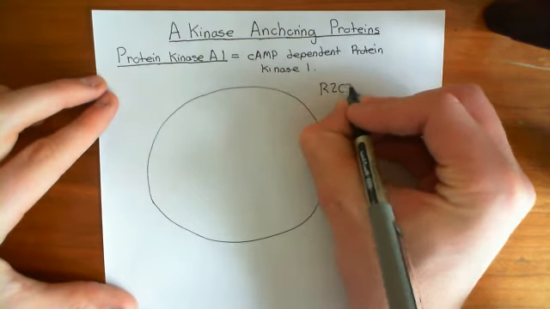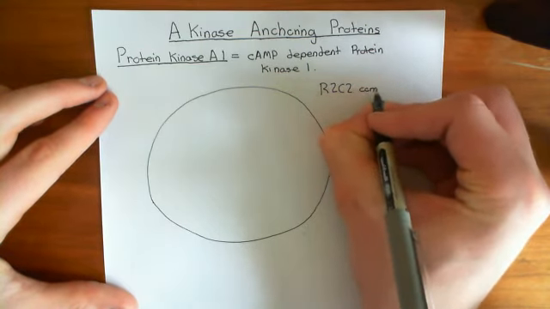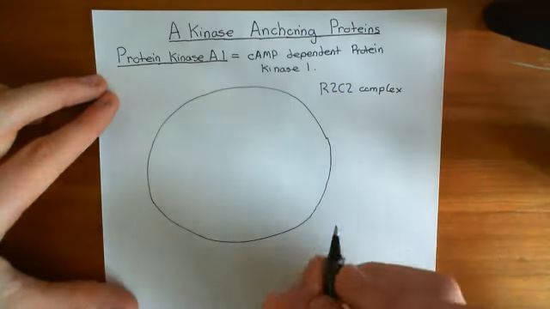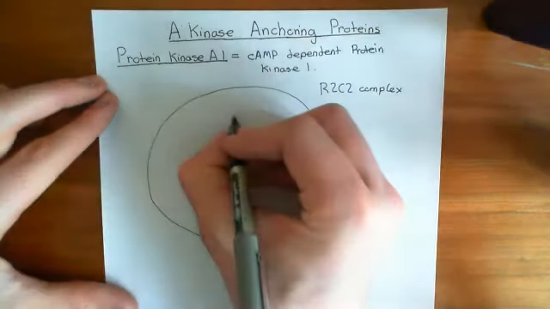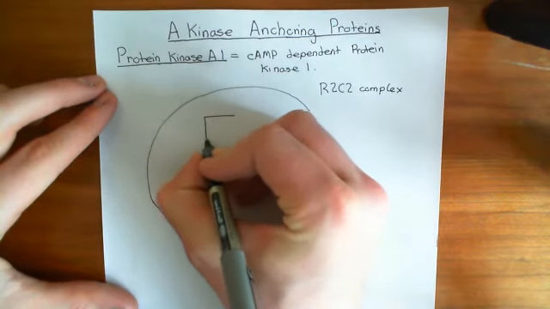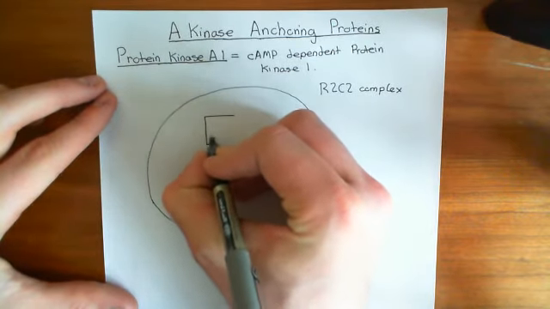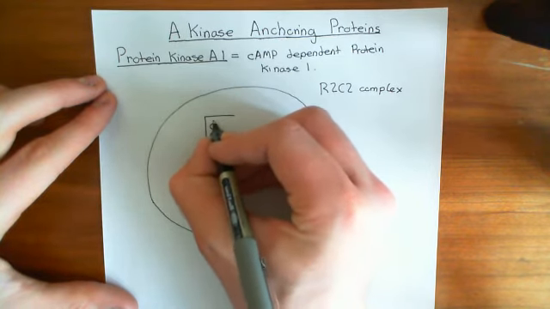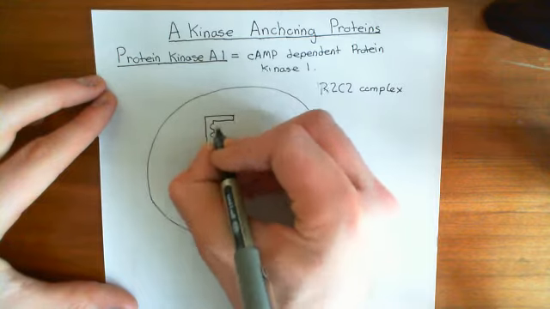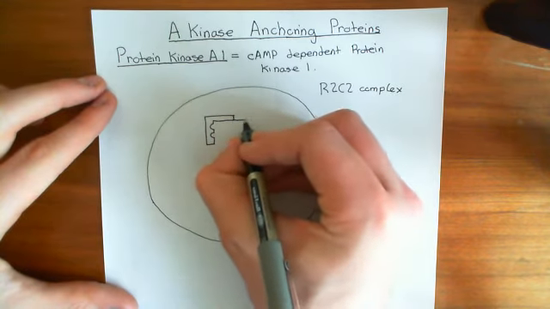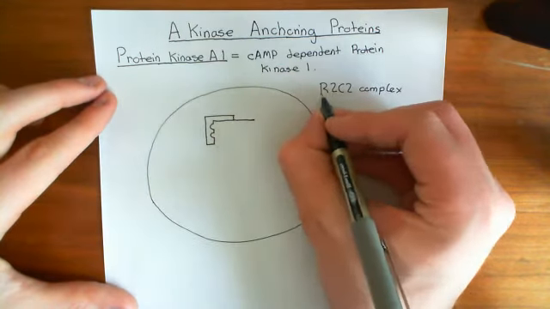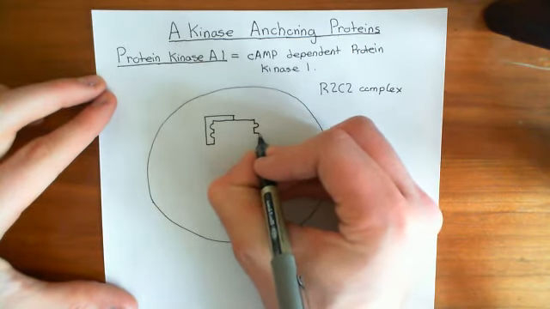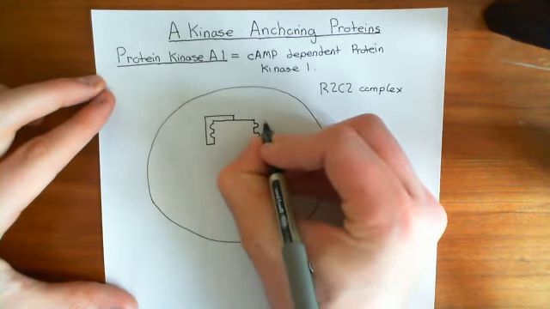Okay, so we discussed the R2C2 complex in the previous video. In this video, I'm going to draw a slightly different cartoon for it, but it basically is the same principle. So I'm going to draw two regulatory subunits, but I'm going to draw them in this nice little shape here, sort of bent over. And here are the two cyclic AMP binding domains on this single regulatory subunit. So this is one of the regulatory subunits. Now it's a dimer of regulatory subunits, R2. You have two regulatory subunits. So here's the second regulatory subunit with its two cyclic AMP binding domains there.